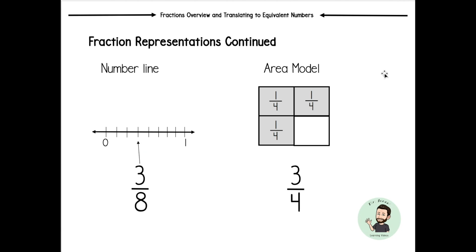Some other representations that are common, you can have a number line. This is really great if you're unsure of how fractions like eighths fit in with halves and quarters. It's great to write them out on a number line to sort of orient yourself to where everything falls. And area models are really good as well at showing fractions. So in this case, we have 3/4 represented in an area model.